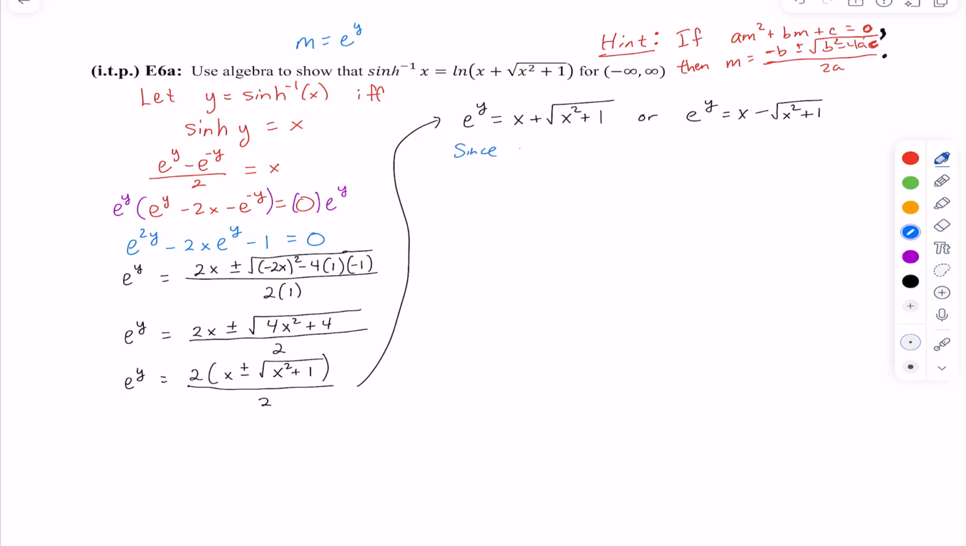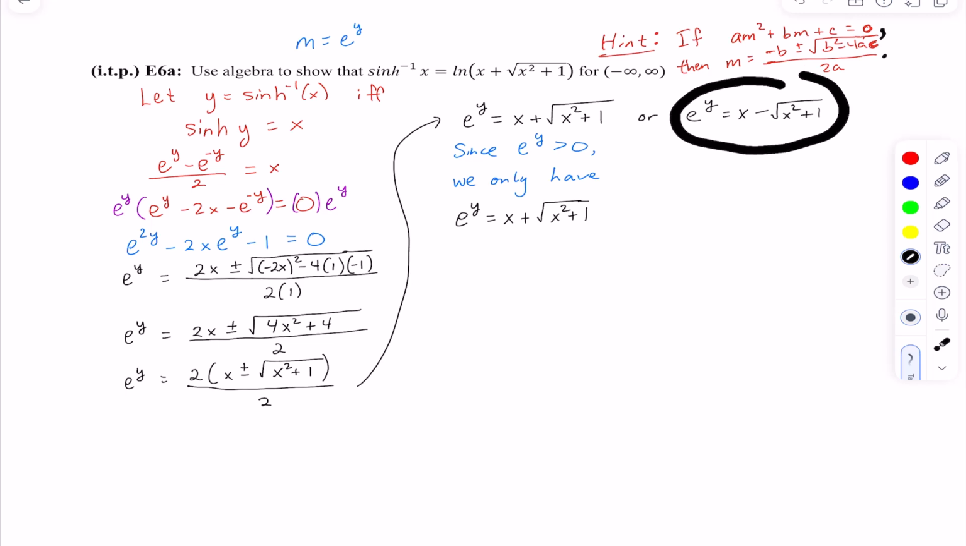But since e to the y is greater than 0, we only have this equation. In other words, this is extraneous. Notice this is false. Just test x equals 6.